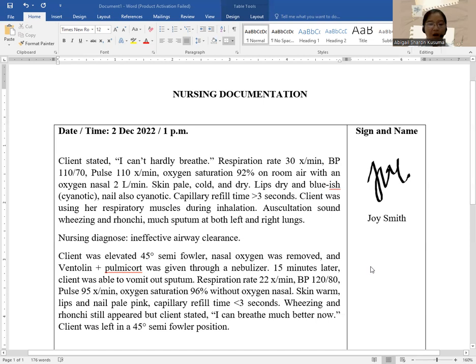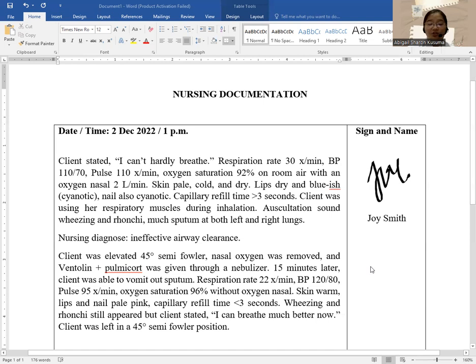This is one example of nursing documentation in narrative form, which is very easy, where you can just make a storyline about what happened to the client, what the nursing diagnosis is, and what you did for the client to make them better. And finally you can write the evaluation of the patient after you give some sort of implementation and intervention.